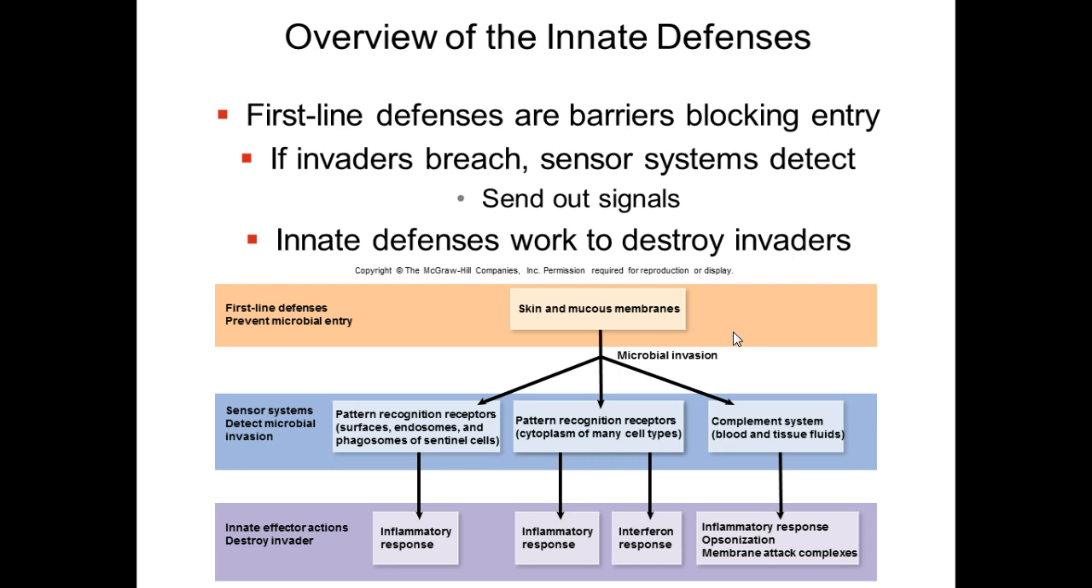And then if they get past, right, they get past the skin, they get past the mucus layers, then we have to be able to detect that they've entered the body, right? And this is where our sensor systems come into play, right? It's like, the barrier has been breached, right? So pattern receptors on the surfaces as well as inside of our cells, phagosomes and sentinel cells. So we have receptors, right, on our cells that have the ability to sense that foreign substances have gotten in, antigens have gotten in.